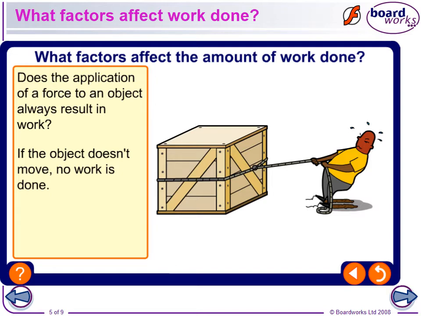Work is also affected by another factor. If you look at these two firemen, you notice that one's higher above the ground than the other. Well, the fireman on the left is doing the most work because he's climbing higher. So the amount of work done also depends on the distance that an object moves.